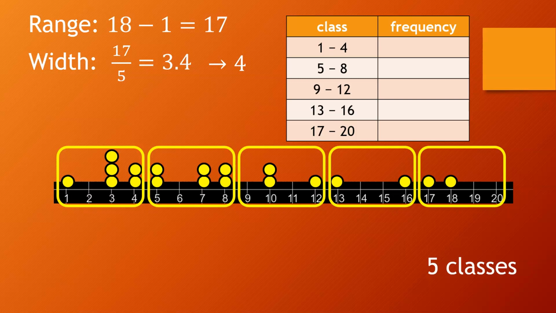So now you can see what our classes are. To get the frequencies, we just have to count how many data values are within each class. So the first class has 6 total data values.